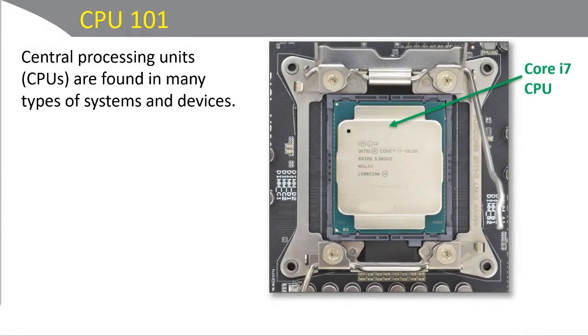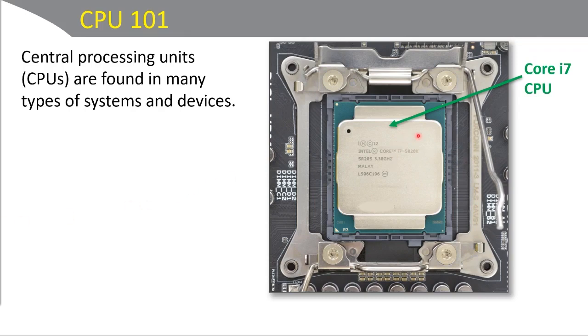Let's begin with some CPU basics. Many types of devices have central processing units, or CPUs. If it has a CPU, then it could be considered to be a computer. Some people refer to the CPU as the brain of the computer, though that is debatable.